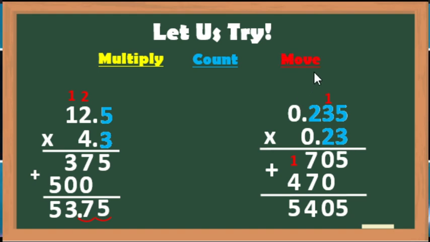The next is move. Move the decimal point from right to left based on the given number of decimal places in our factors. Since we have 5 decimal places in our factors, we need to move this 5 times to the left. So we have 1, 2, 3, 4, 5. Then, write the decimal point. But as you see, there is a vacant space. So what are you going to do? We need to put 0. Then, write the decimal point. Then, write 0 before the decimal point. So our answer is 5,405 hundred thousandths.